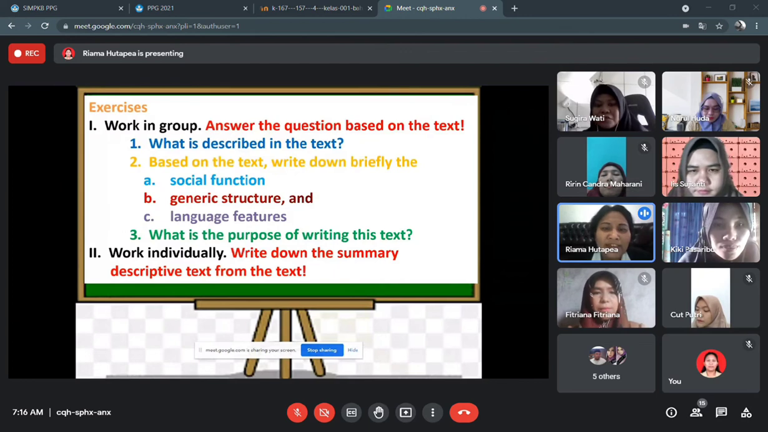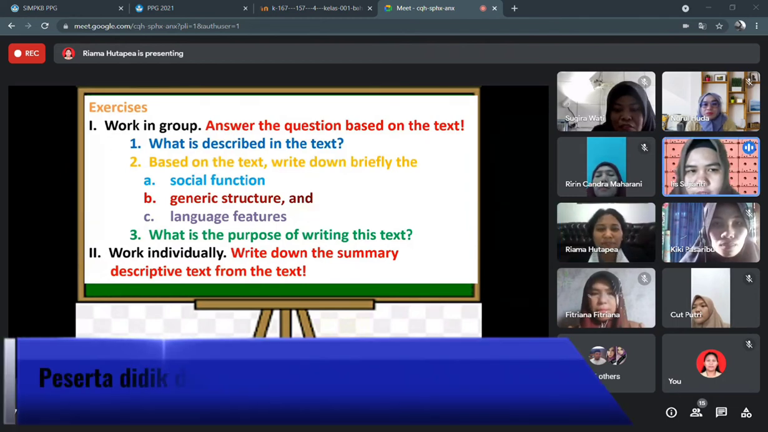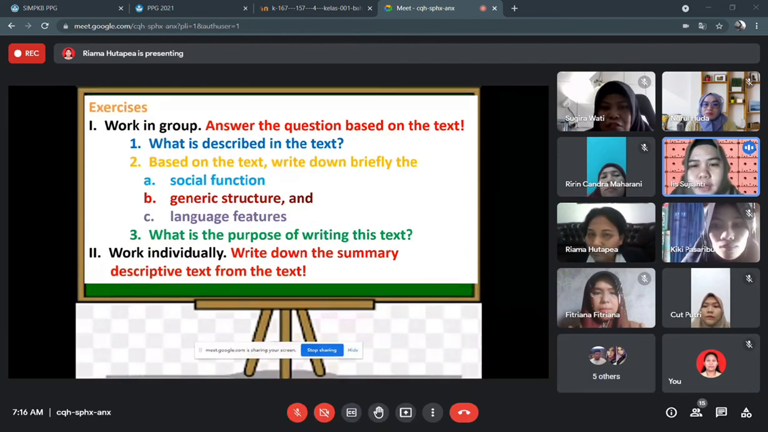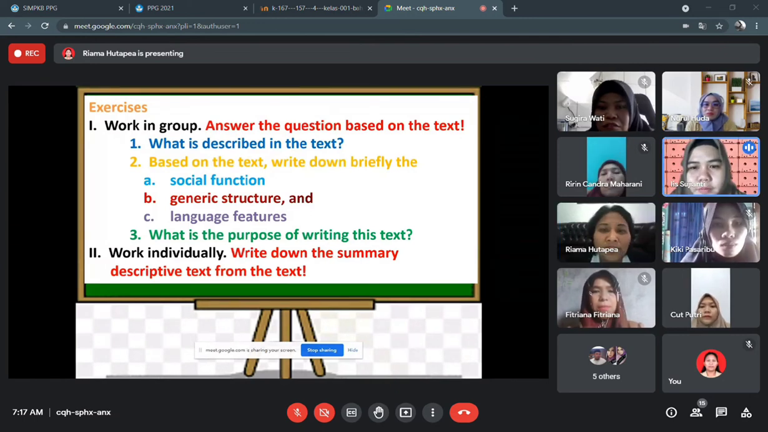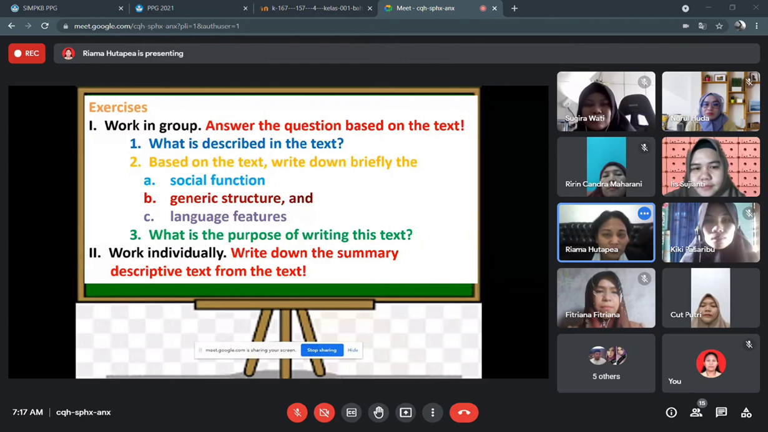For question number one, I want group three, Iis, to read your answer again. Yes, ma'am. Number one, describe about Lake Toba. Okay, you can answer. The text describes about Lake Toba. Okay, very good.